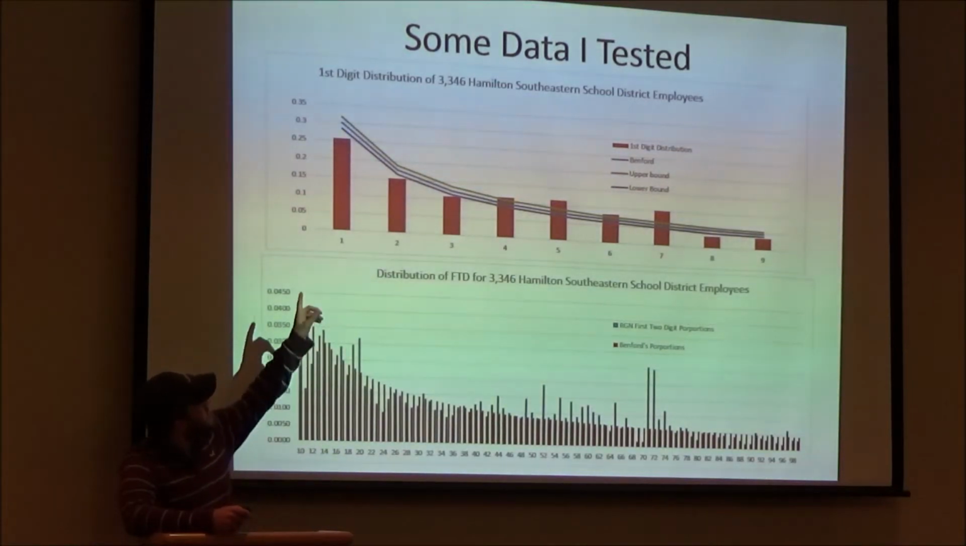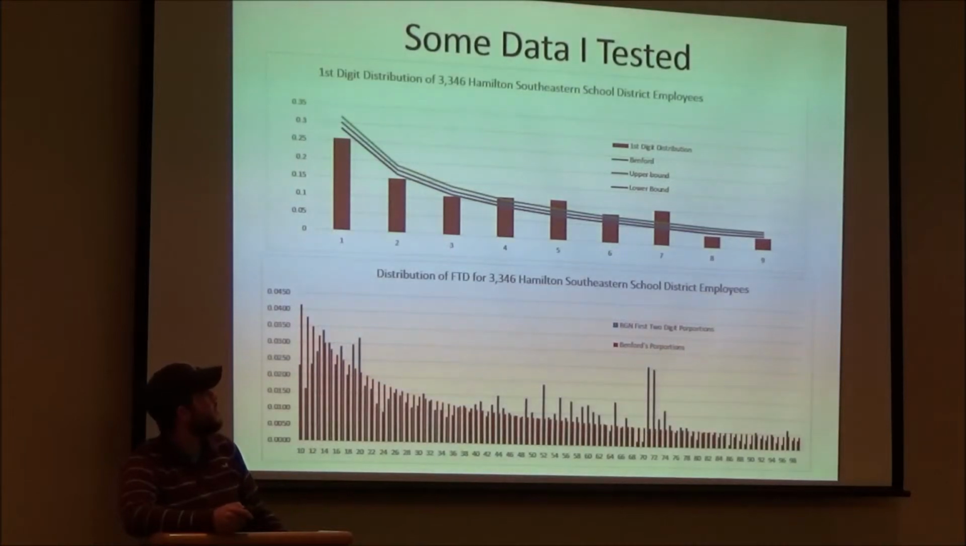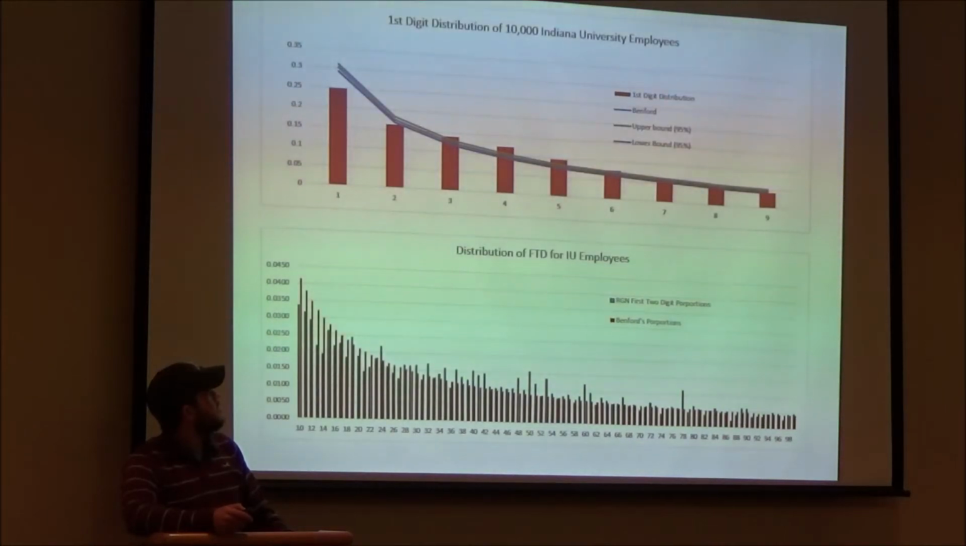And up here, you can see the first digit, how it matches up, and the purple and the green lines are the upper and lower bounds for a 95% confidence interval, which most of the bars fit in. See, there's the outlier at 7 and at 5. When you use Indiana University employees, which is 10,000 employees, the distribution gets a lot closer to the way it should be. By increasing your number, obviously, things tend to even out.